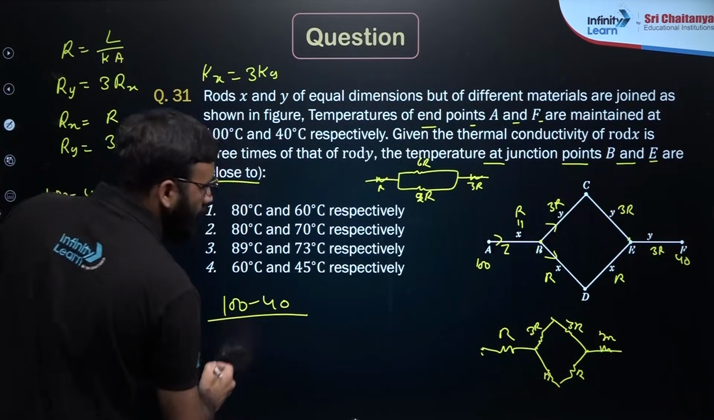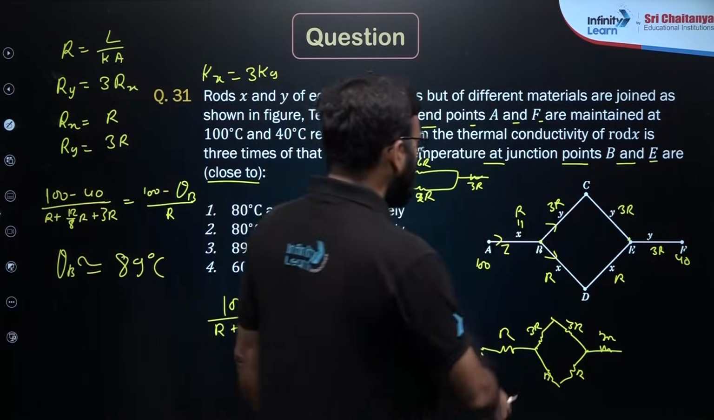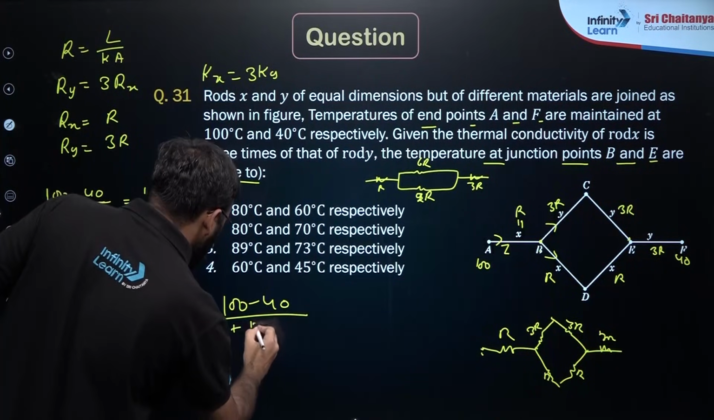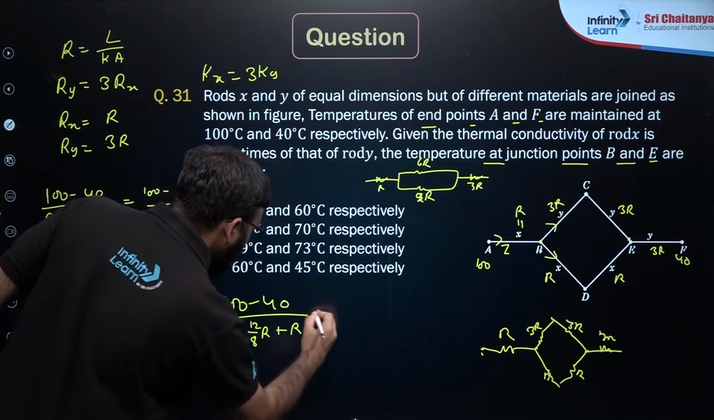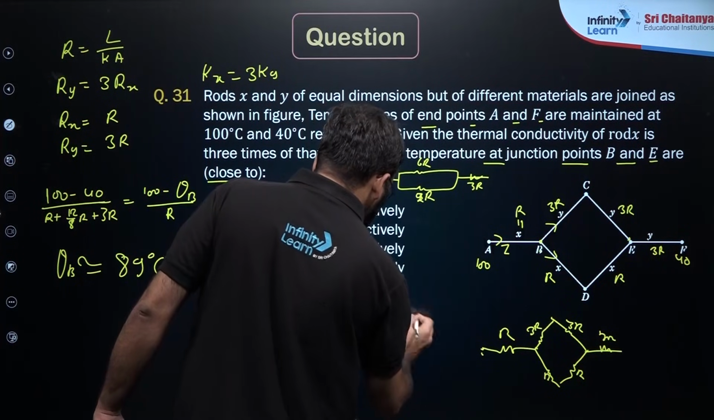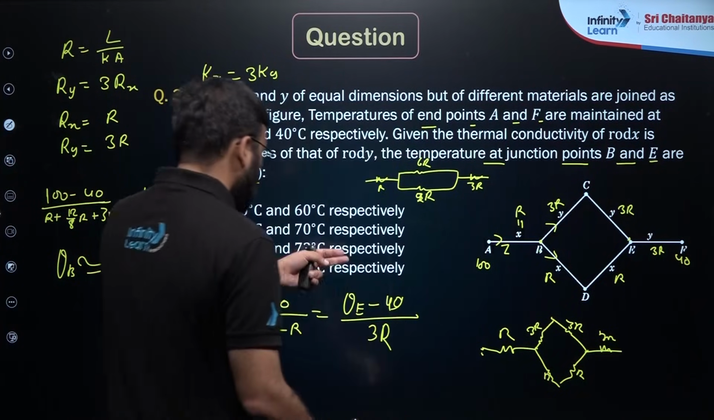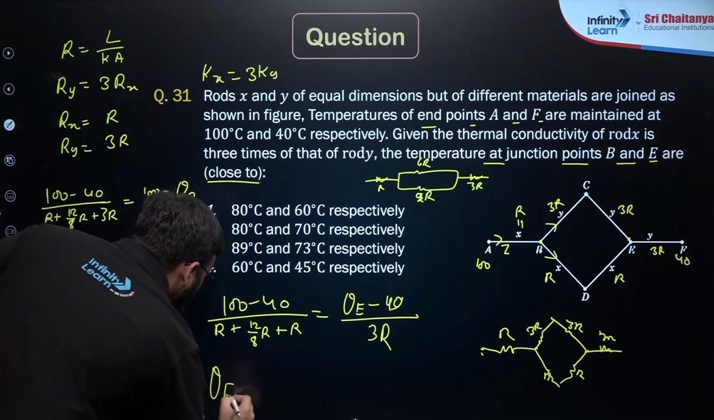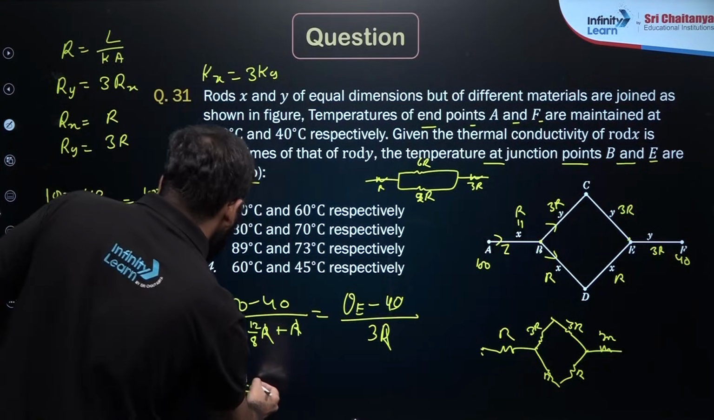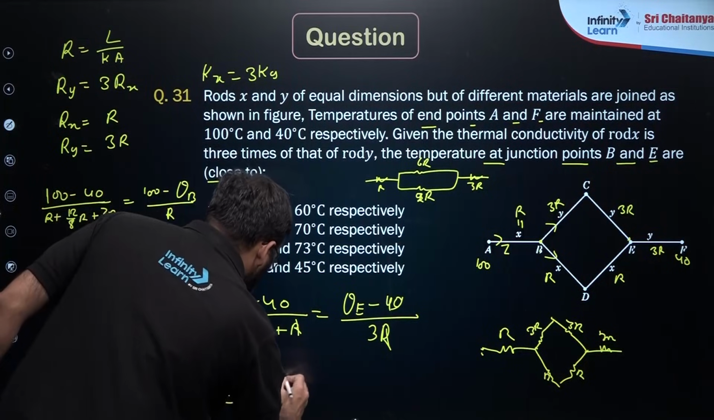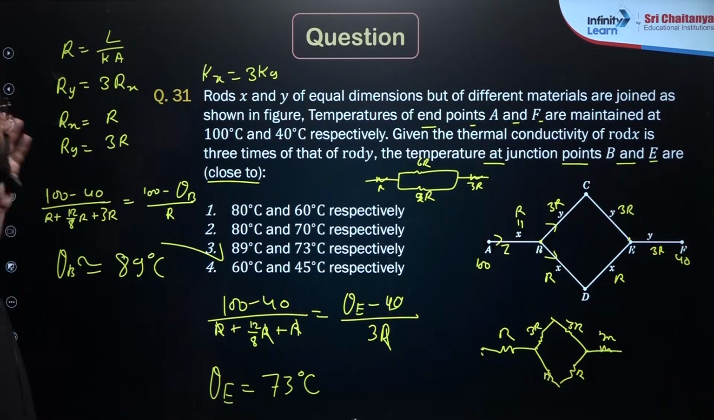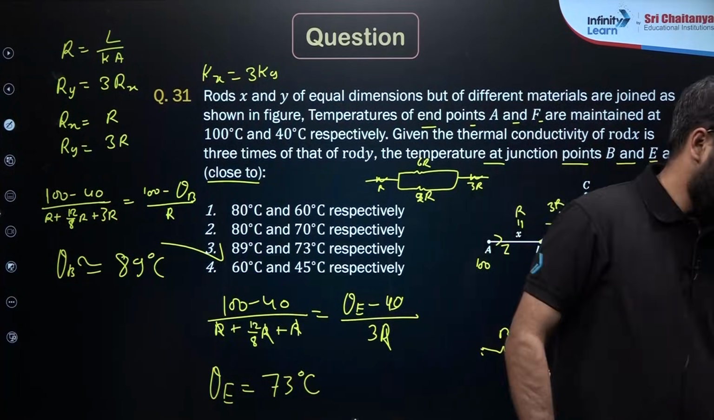100 minus 40 divided by R plus 3R and 6R into 2R, that is 12 by 8R, plus R, equals theta E minus 40 divided by 3R. So this one you can solve, and R cancels out everywhere, and you get theta E equals 73 degrees Celsius. So option third is your correct answer here beta. Nothing more, you just use the heat current method and apply KVL.